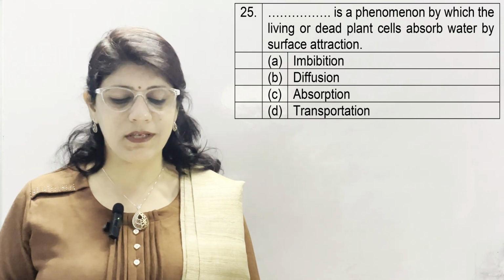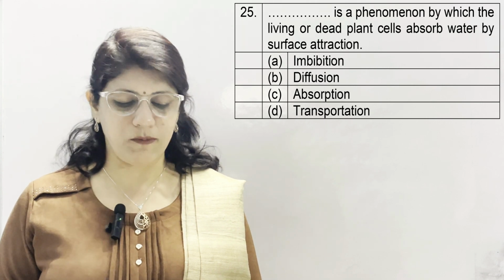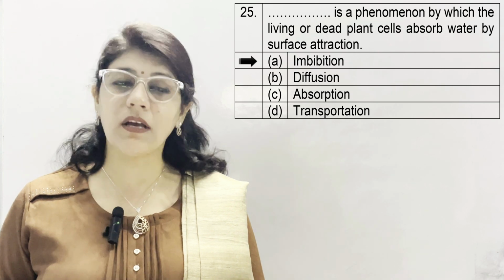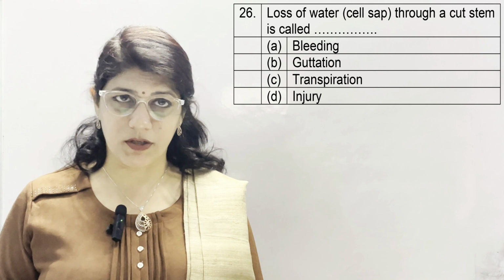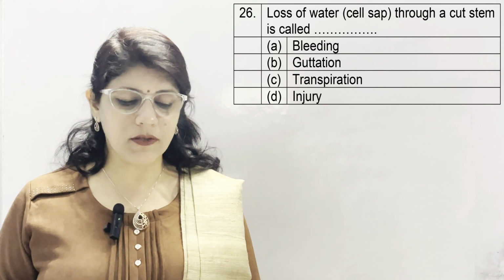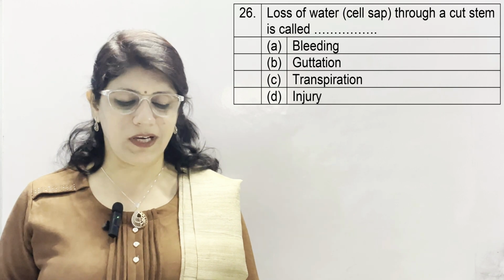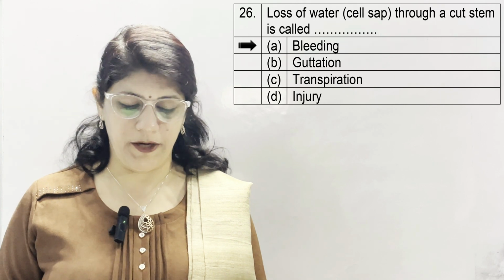In question number 25, dash is a phenomena by which living or dead plant cell absorb water by surface attraction. A option imbibition, B diffusion, C absorption, and D transportation. And the correct option is A, which is imbibition. In question number 26, loss of water or cell sap through a cut stem is called A option bleeding, B guttation, C transpiration, and D injury. And the correct option is A, which is bleeding.